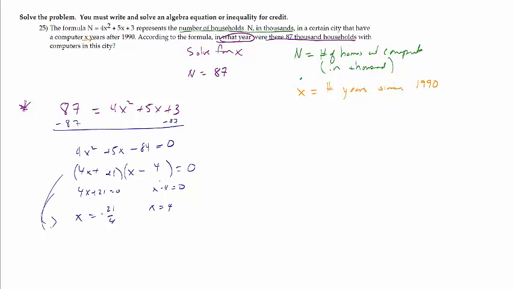Okay, so now I'm ready to answer the question. I know x is equal to 4. The negative 21 fourths makes no sense because x is the number of years since 1990. We're not going to go back in time. So this is the only viable solution. In 1990, my starting time, x is equal to 0. So 4 years later is going to be 1994. I take my 1990 plus my 4, and so 1994 is the year that we will have 87,000 households with computers.